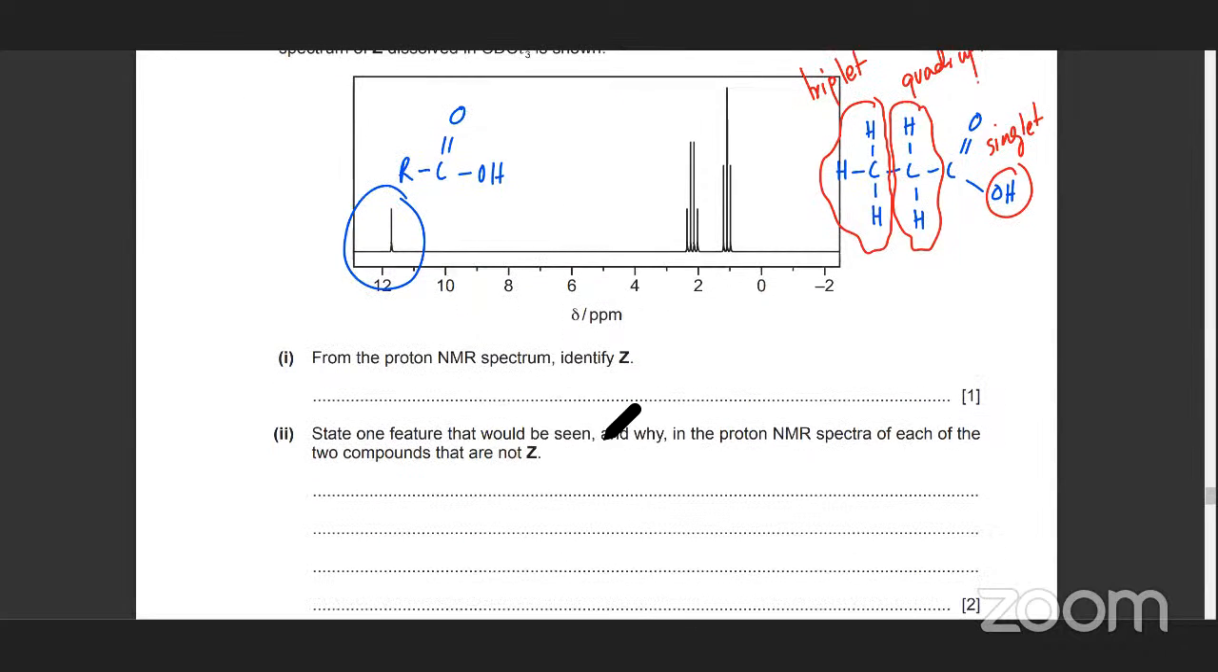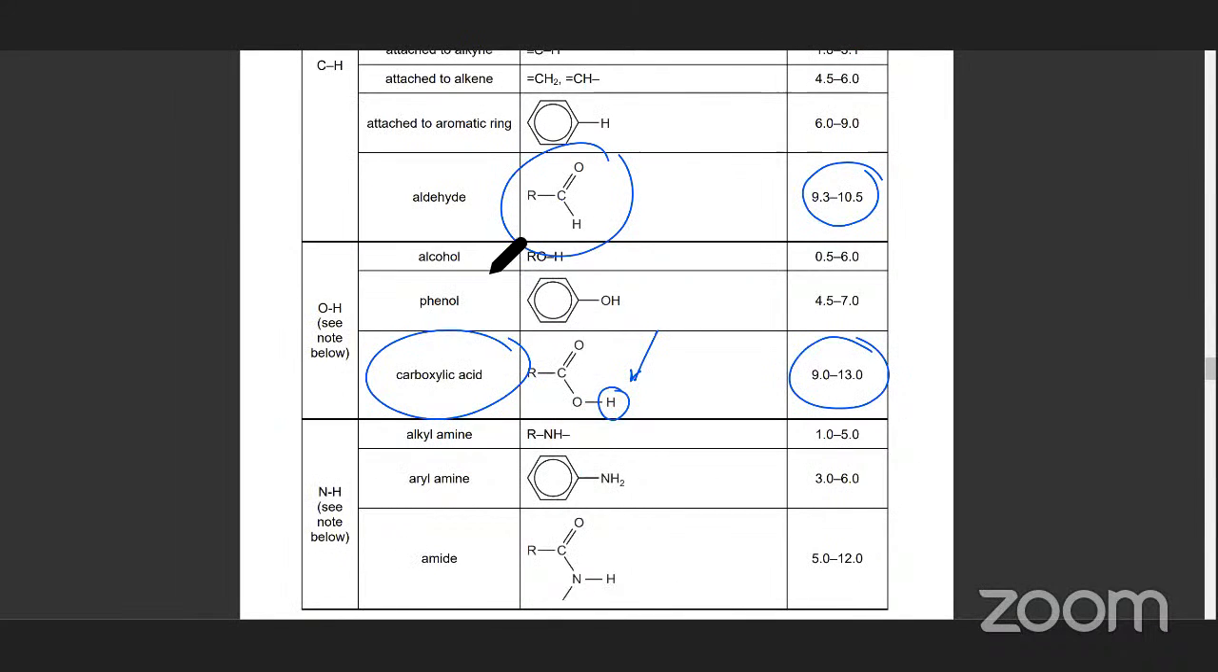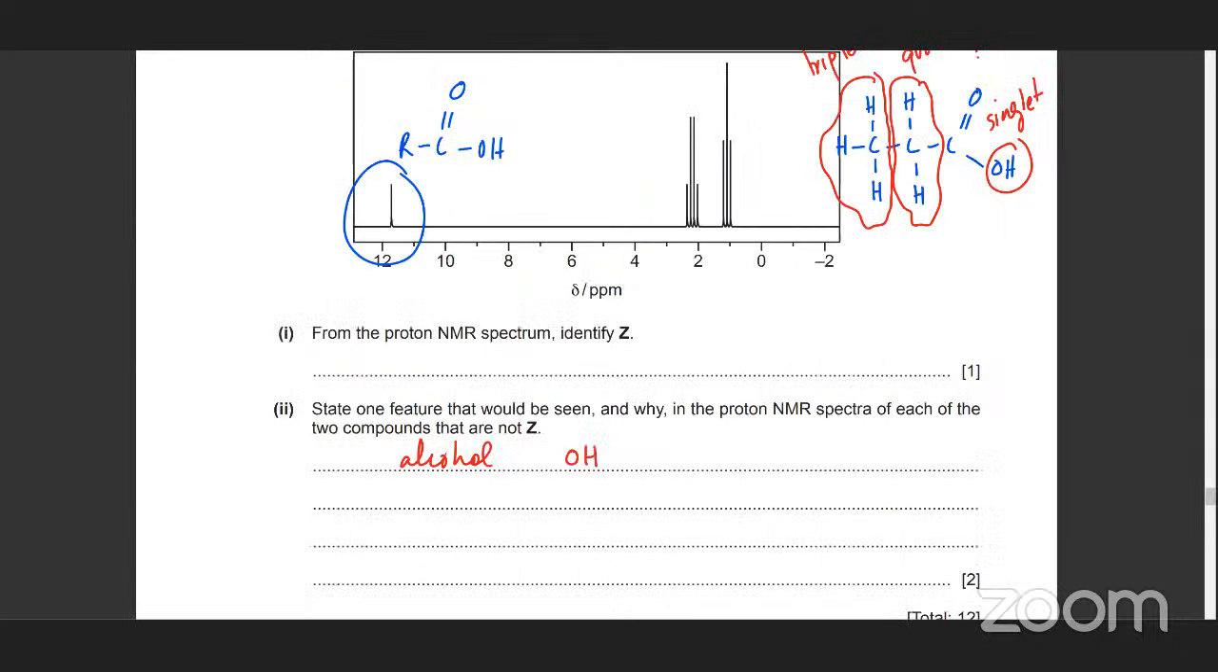State one feature that would be seen, and why, in the proton NMR spectrum of each of the two compounds that are not Z. So he's talking about an aldehyde, and an alcohol. An alcohol has this OH. One is propan-1-ol. It has an OH. You can open the data booklet and you can notice that the normal alcohol OH, this one over here, resonates at 0.5 to 5.0. So there is no absorption happening, no singlet there.